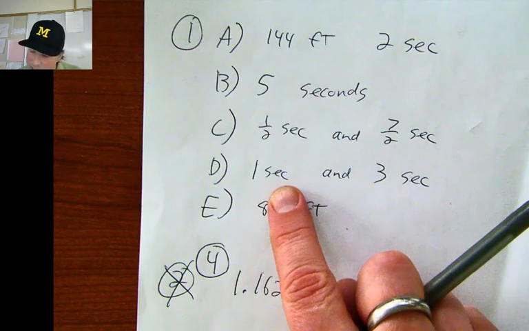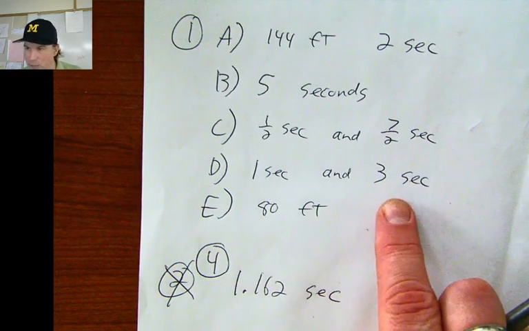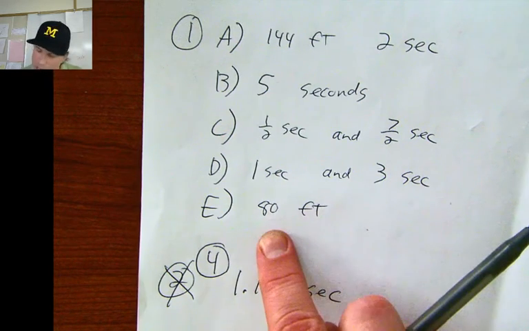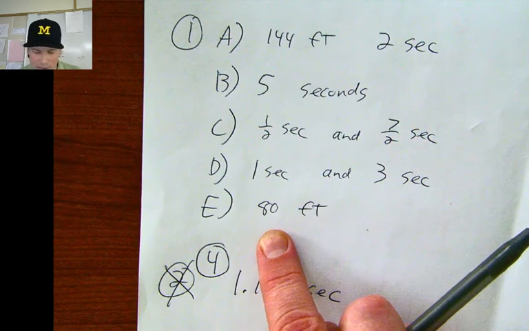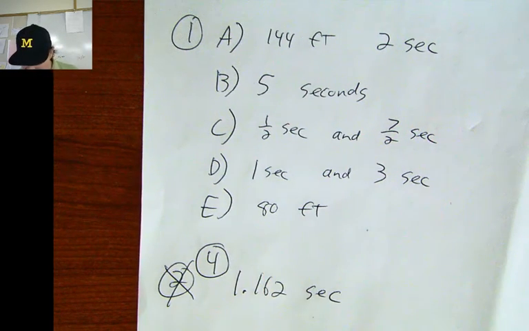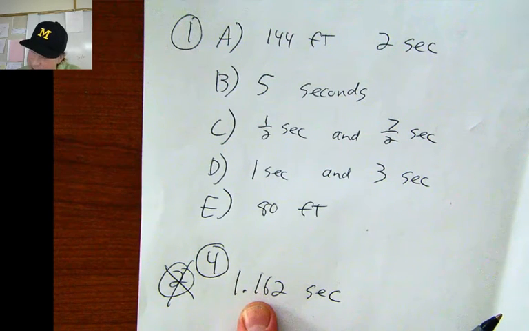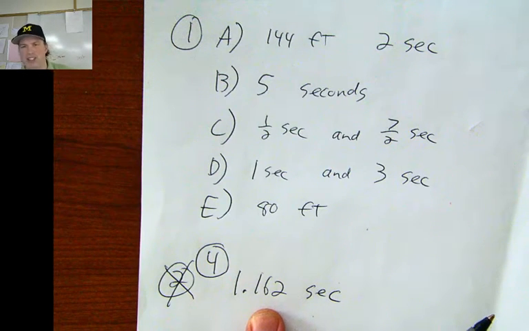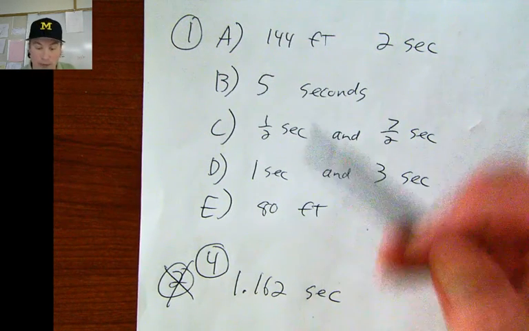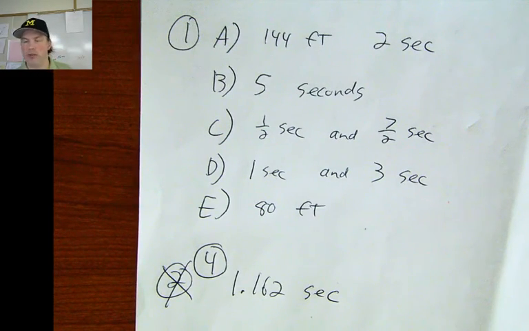Part D, it's going to reach a height of 128 feet after 1 second and 3 seconds. And then part E, the object will be 80 feet high after 4 seconds. And then number 4, how many seconds does his book beat yours to the water? I got an answer of 1.162 seconds.